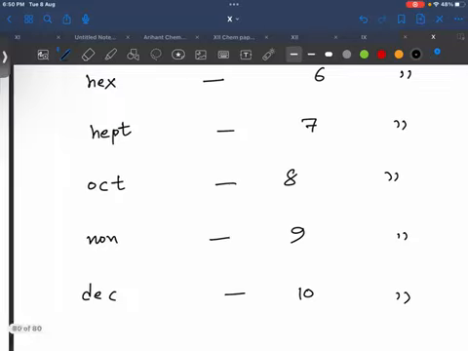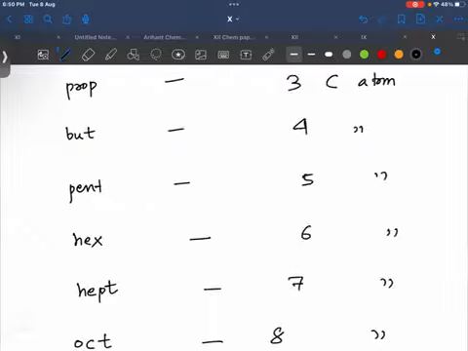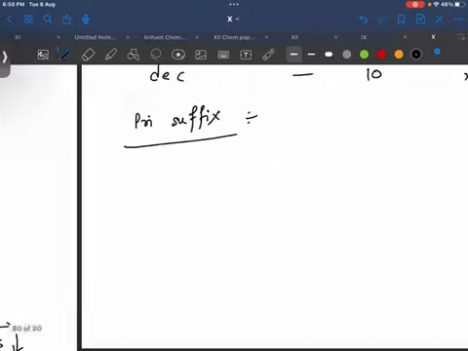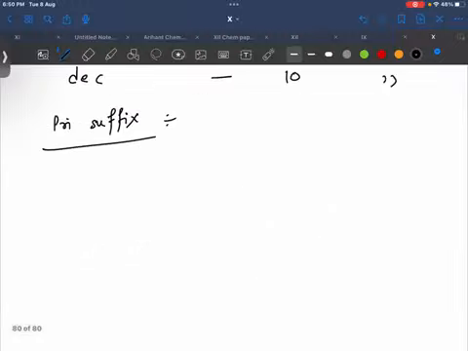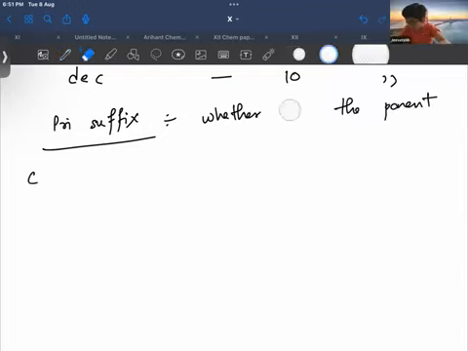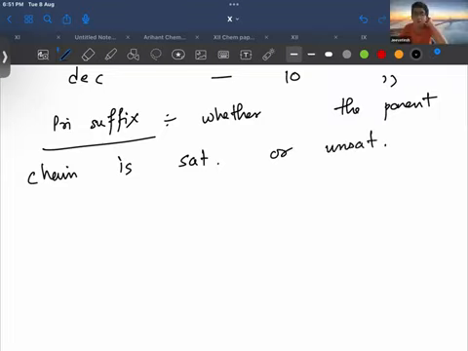Okay, then we have the primary suffix. We will talk about the primary suffix. So first see the position. Where is the primary suffix? It's right after the word root. The primary suffix is going to tell you whether the parent chain is saturated or unsaturated. ये दोनों terms are very important. Whether the parent chain is saturated or unsaturated.